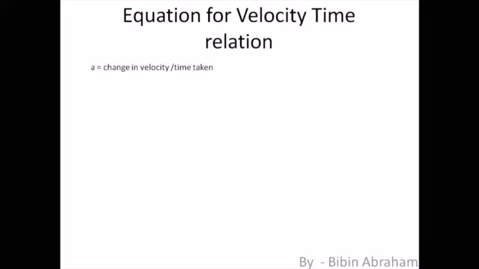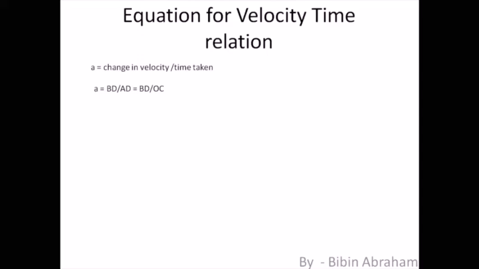Change in velocity means final minus initial velocity, and time taken is your t, right? So from your graph, I hope you have written it down. From our graph, we already know change in velocity is your BD and time taken is your AD. Yes or no? So BD divided by AD, and AD is the same as your OC. I showed you in the graph, right? I hope you have written it in your copy too.